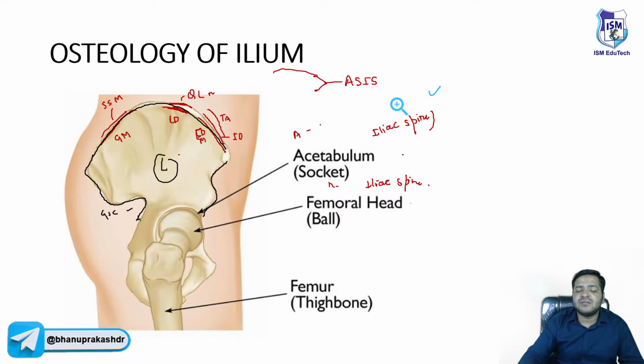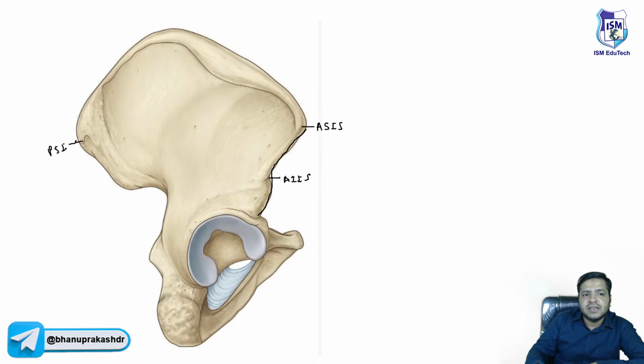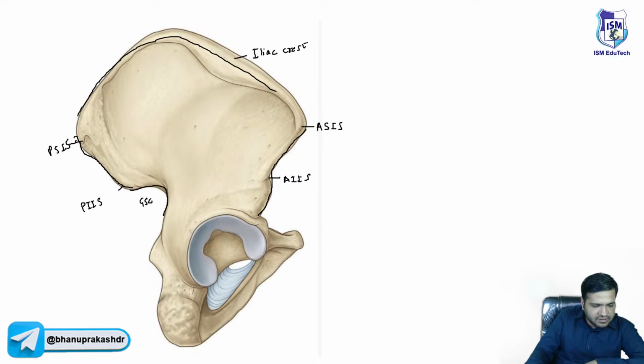I hope all the four borders are clear, beta. So if you just want to mark, it is the anterior superior iliac spine, we have the anterior inferior iliac spine, and this is the anterior border. This is the posterior superior iliac spine, posterior inferior iliac spine, and this is the greater sciatic notch. So it is the posterior border, and this above one is the superior border, also called the iliac crest, right?